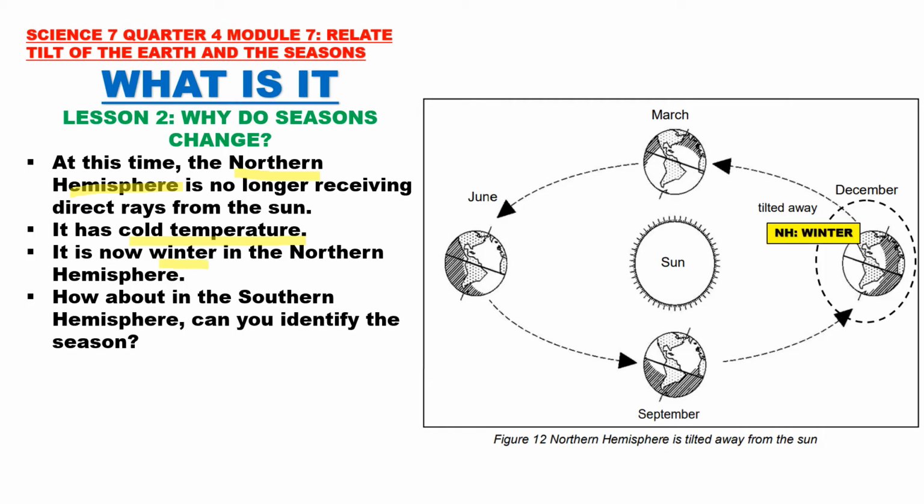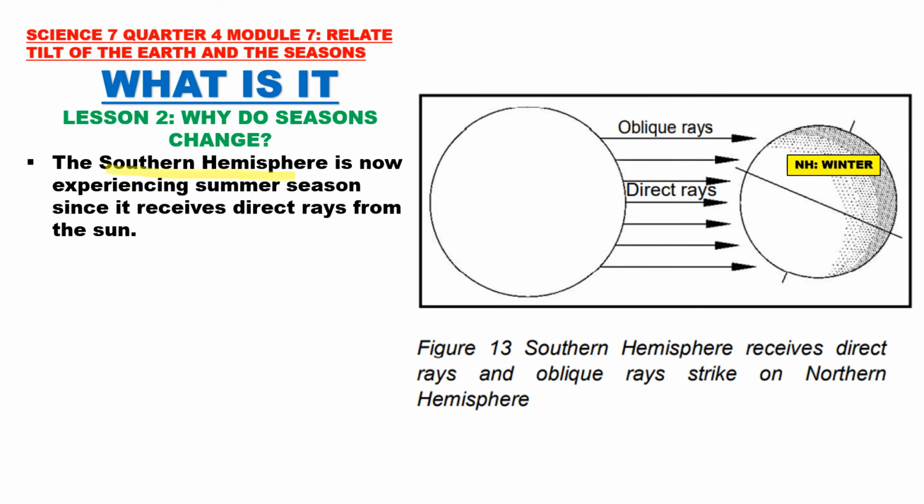How about in the southern hemisphere? Can you identify the season? The southern hemisphere is now experiencing summer season since it receives direct rays from the Sun. So in this illustration, we could see that the oblique rays of the Sun fall in the northern hemisphere. That is why this place experiences winter. The direct rays of the Sun fall in the southern hemisphere during the month of December. That is why it is summer in this part of the Earth.